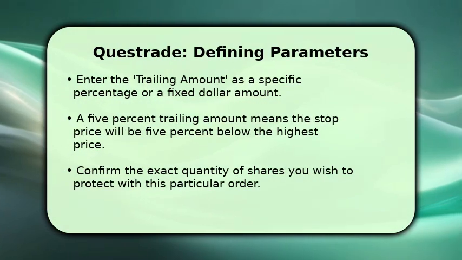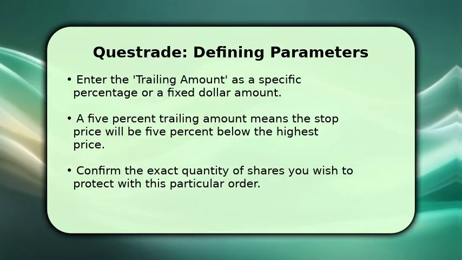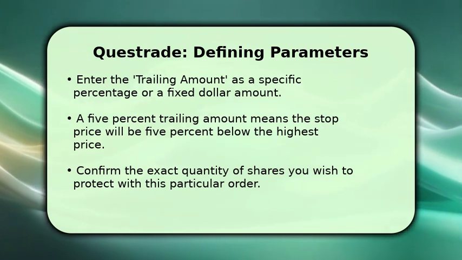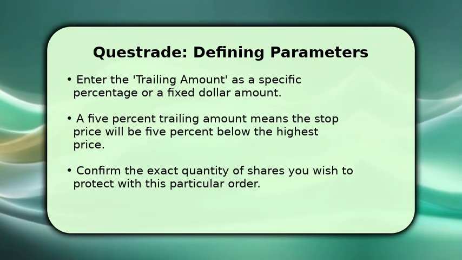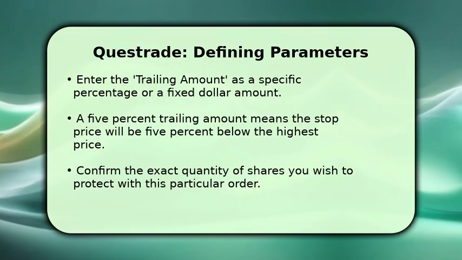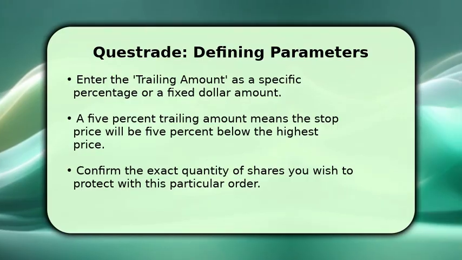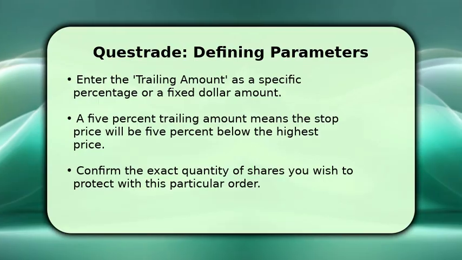Once you have selected the trailing stop loss order type, you will need to define its parameters. The trailing amount is critical. You can set it as a percentage, for example, 5%, or a fixed dollar value, such as $2. This amount dictates how far the stop price will trail the market price. Finally, ensure you specify the correct number of shares for which this trailing stop loss order should apply before proceeding.